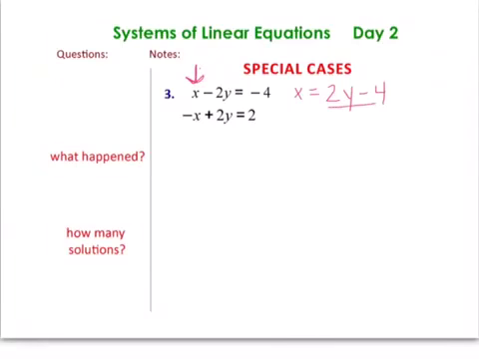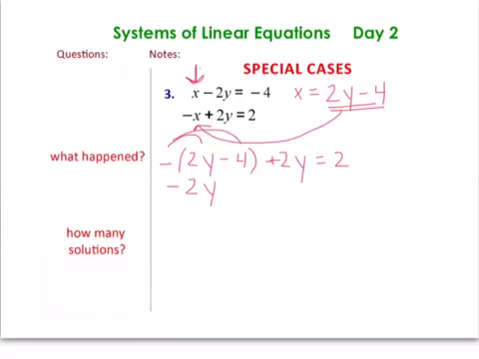So I'm going to take this 2y minus 4 and substitute it in for x in equation 1 or equation 2. So I have negative x, well x is 2y minus 4, plus 2y equals 2. So distribute that negative, I get negative 2y plus 4 plus 2y equals 2.